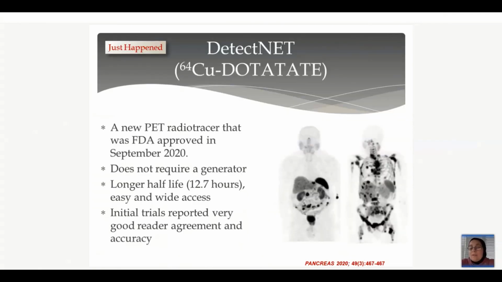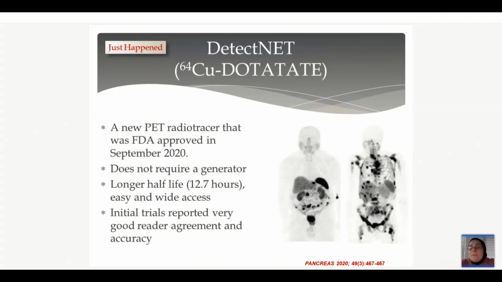Okay. Another thing I want to talk about today is what's really happening right now in the imaging world for neuroendocrine tumor. Copper-64 dotatate, which they call Detectnet, right? This is a new tracer that was just approved by the FDA in September. Why is it a big deal, right? We already have gallium-68 dotatate. I'll tell you why it's a big deal.